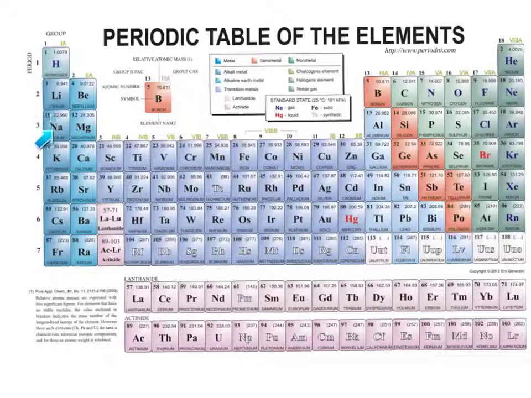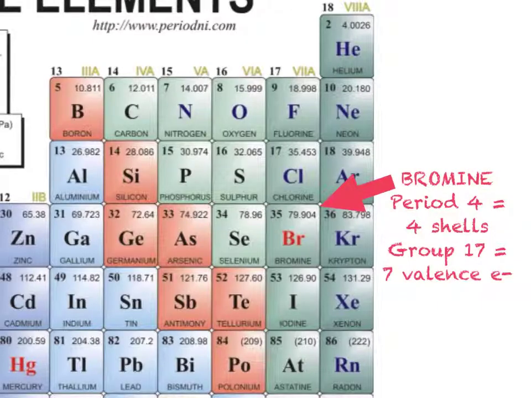Period numbers indicate the number of shells that the element has, and the group number indicates the number of electrons in the valence shell, or the valence electrons. For our first Bohr diagram, I've selected bromine for us to draw. Bromine is in period 4, therefore it has 4 shells. It's in group 17, therefore it has 7 valence electrons. Similarly, if it were in group 16, it would have 6 valence electrons.